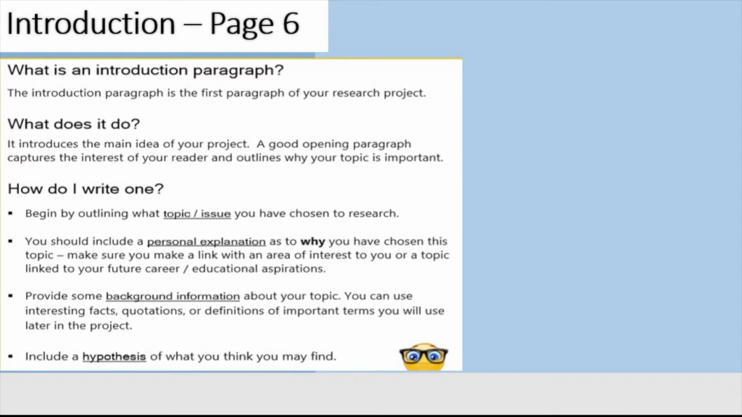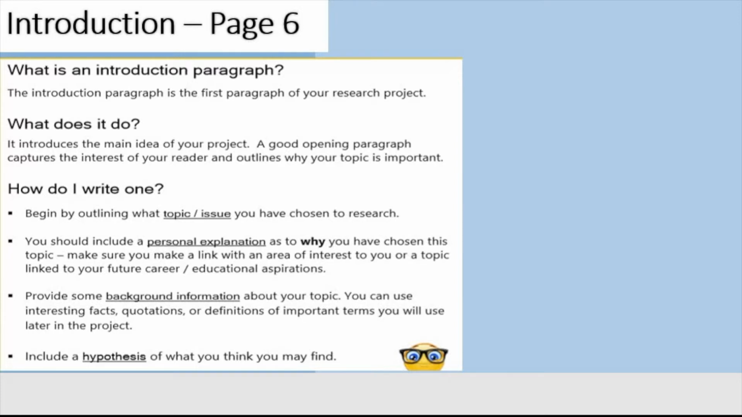What does it do? It introduces the main idea of your project. It tells the examiner exactly what they're going to be reading. A good opening paragraph will capture the examiner's interest, and it'll outline why your topic is important. So how do you write one?